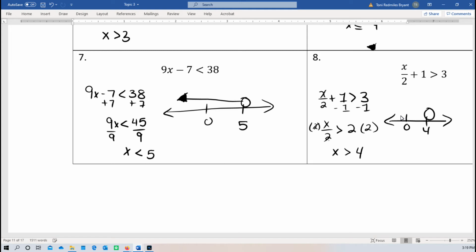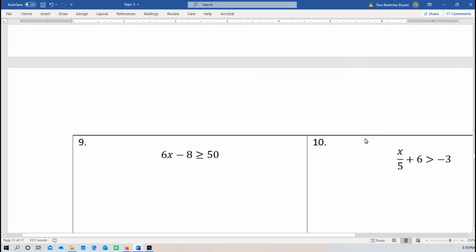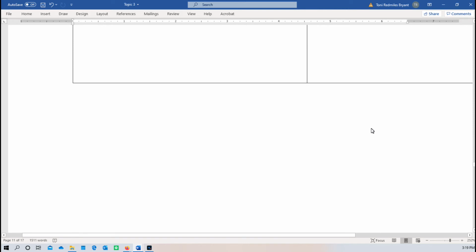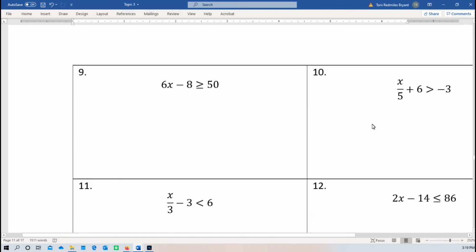All right, so if it's a number greater than 4, that's 5, that's 6, that's a bajillion. It's the numbers to the right. All right, ooh, there's 16 in this one. Okay.